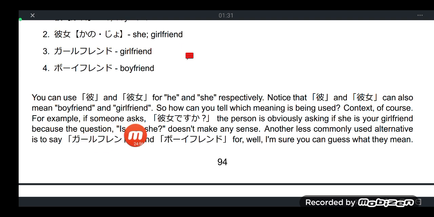Yeah, in context, kanojo desu ka? Is that your girlfriend? But if you want to mean girlfriend, I recommend using aijin. If you want to mean boyfriend, I recommend using koibito.